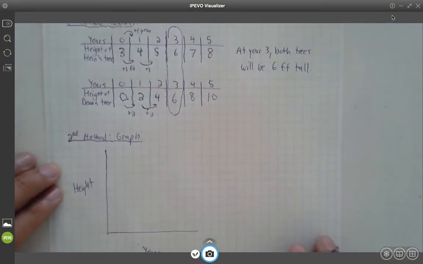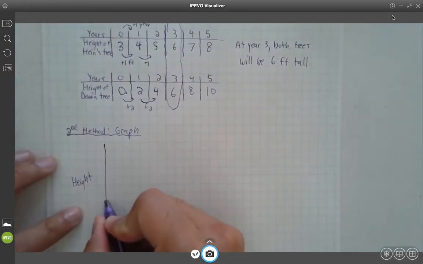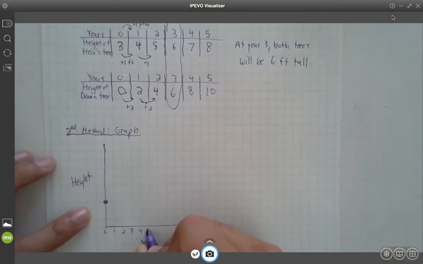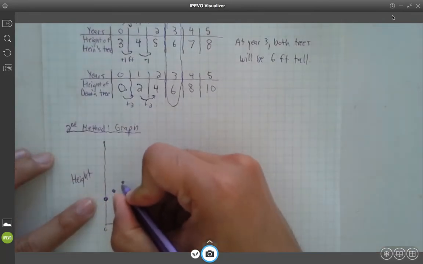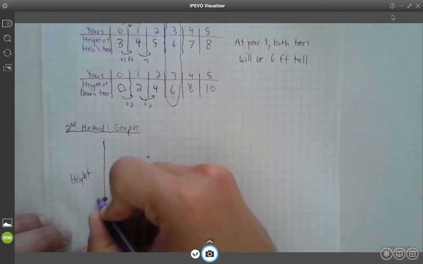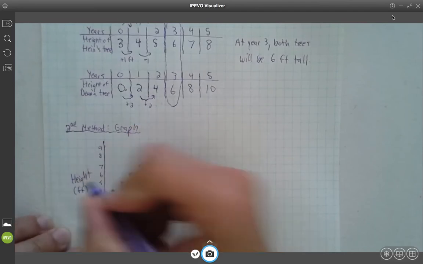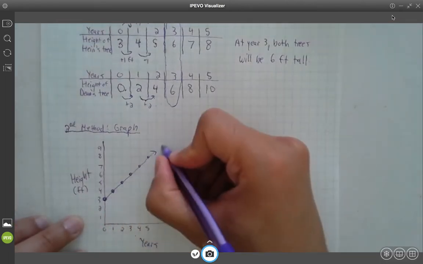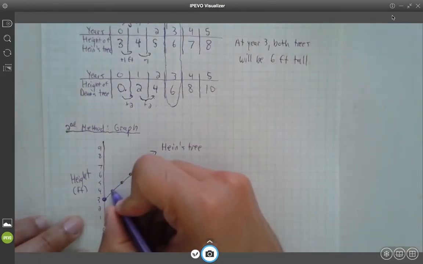So notice that first table, at 0, it was 3. So 0 is at 1, 2, 3. At year 1, it was at 4, and then it was at 5, and then it was at 6, then 7, and then 8. If I label these to help you see that, that's fine. And we should probably add that this is in feet, so we have units. So this right here is Hein's tree. And it's growing 1 foot every year. You can see that from its slope.